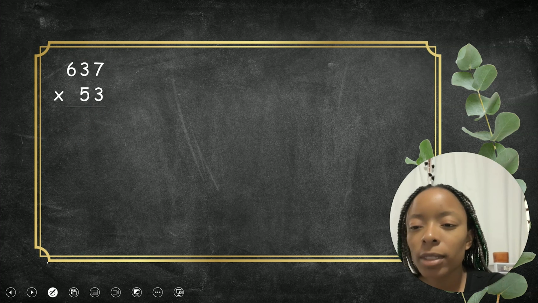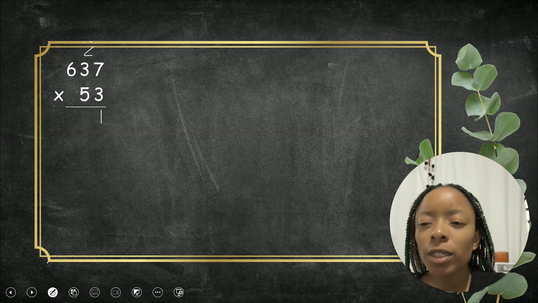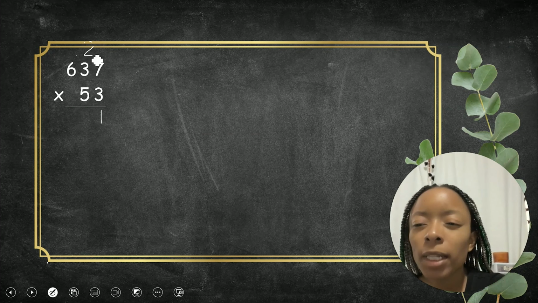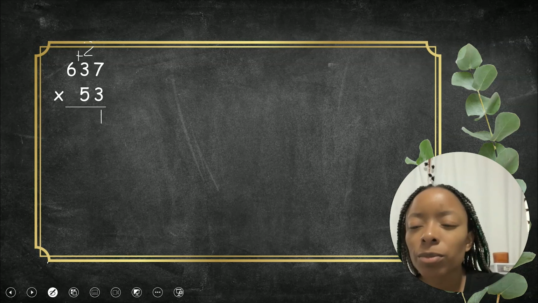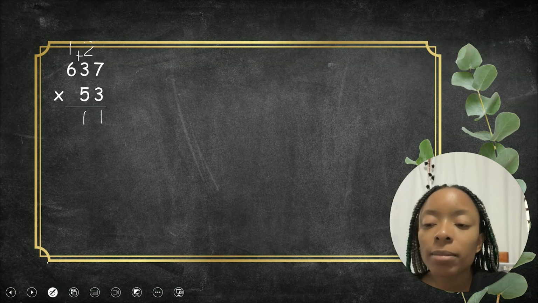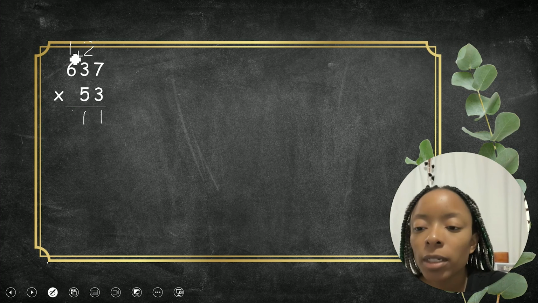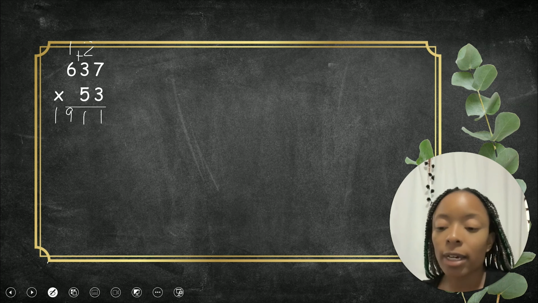7 times 3 is 21. Remember to regroup. 3 times 3 is 9, plus the 2 is 11. We want to remember to regroup again. 3 times 6 is 18, plus the 1, 19. And we don't have to regroup this time.